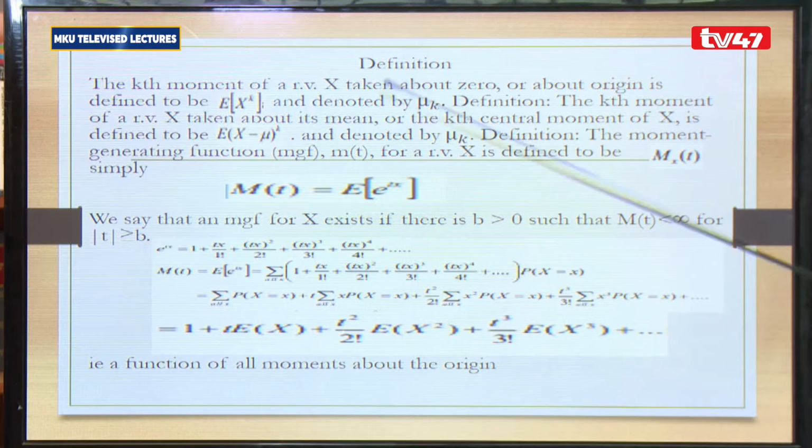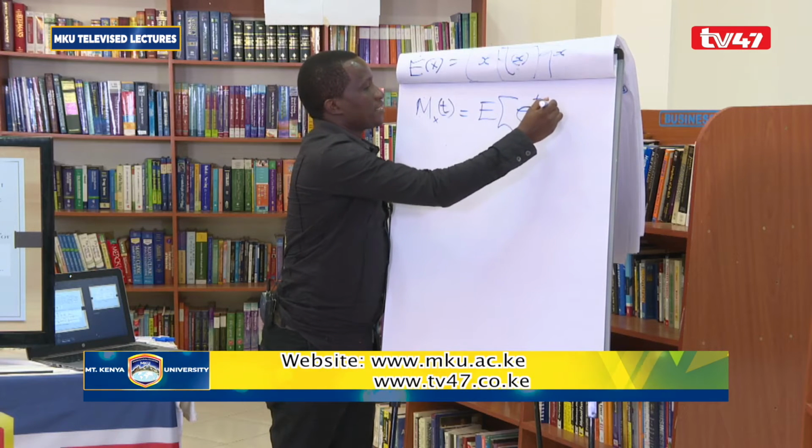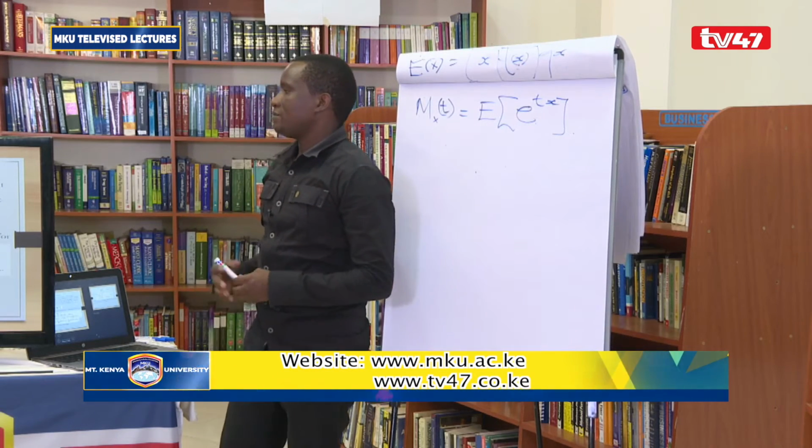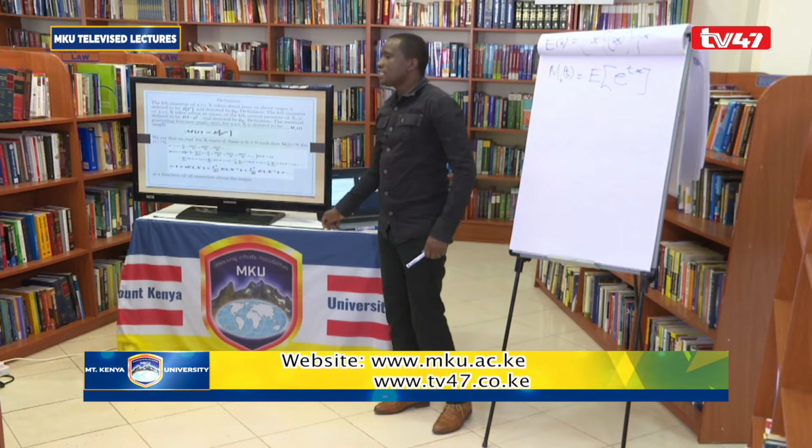The moment generating function, MGF, of a random variable is defined by M_X of t. So M_X(t) abbreviates the moment generating function of an expression, and it's obtained by getting the expected of exponential tx. So if you have a PDF and you get the expected of exponential tx, then you are getting the moment generating function of that random variable.